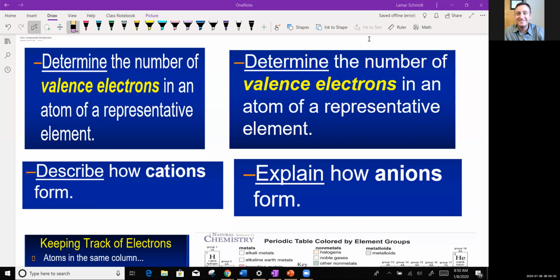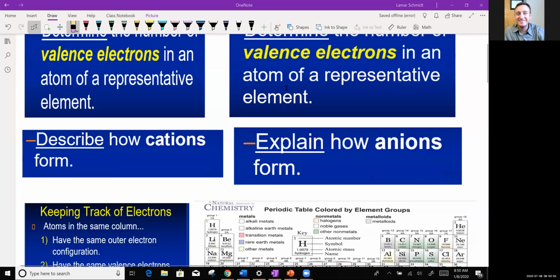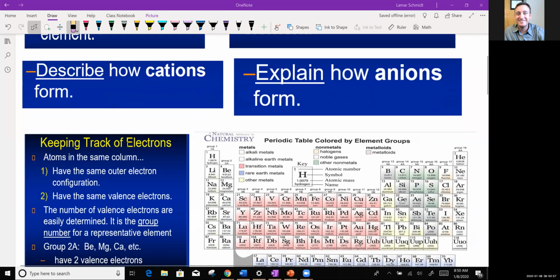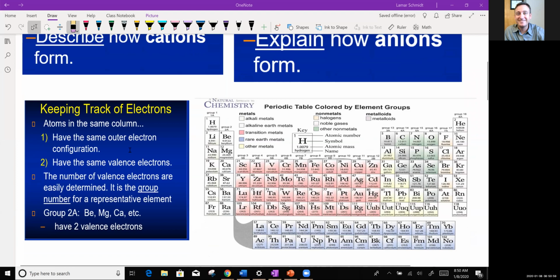I'm Mr. Schmidt. We have just a few things to go over today, and I have our objectives listed here in the slideshow. They are to determine the number of valence electrons in an atom of a representative element, to describe how cations are formed, explain how anions are formed, and then also we're going to draw some electron dot structures.